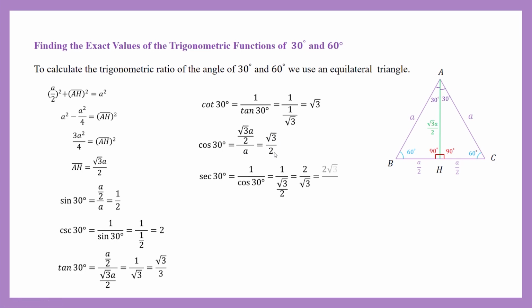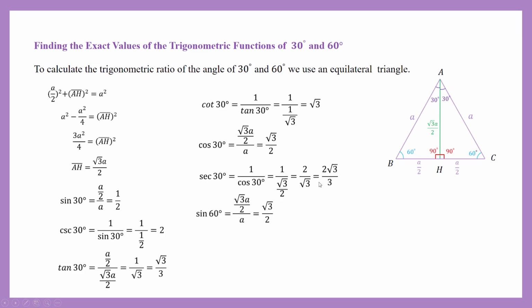Secant of 30 degree is equal to the reciprocal of cosine of 30 degree. We know that the cosine of 30 degree is equal to the square root of 3 divided by 2. By simplifying this fraction, we will get 2 divided by the square root of 3. If we rationalize this fraction, we will get 2 the square root of 3 divided by 3.